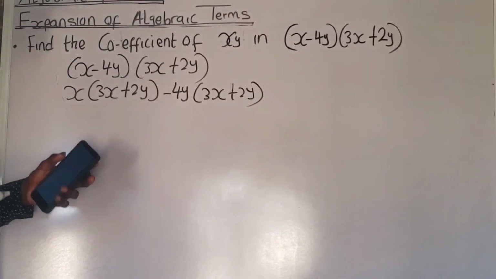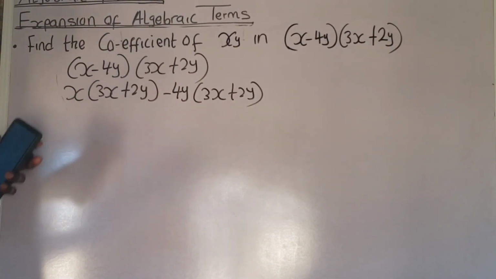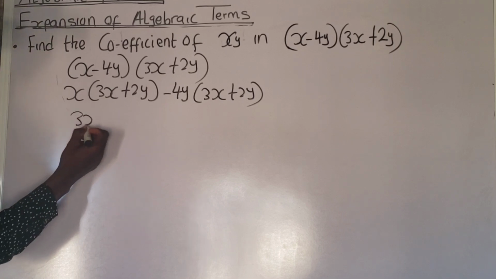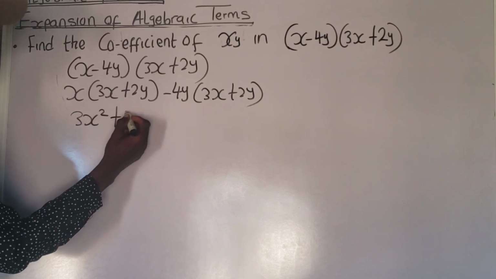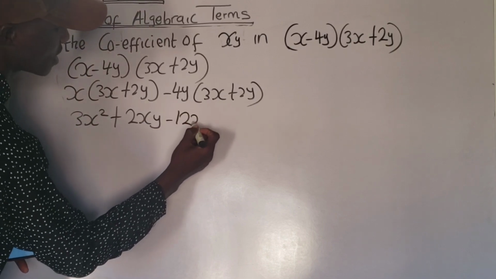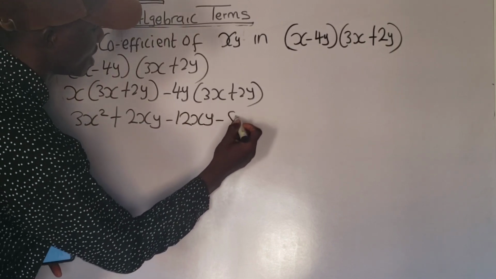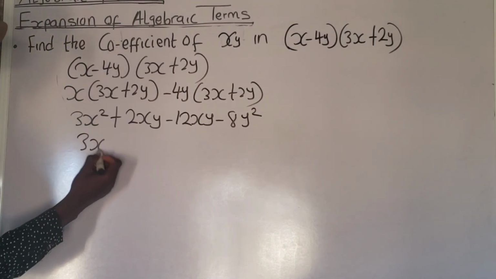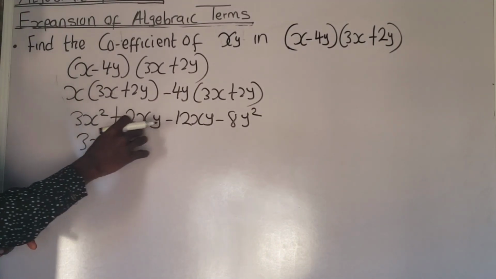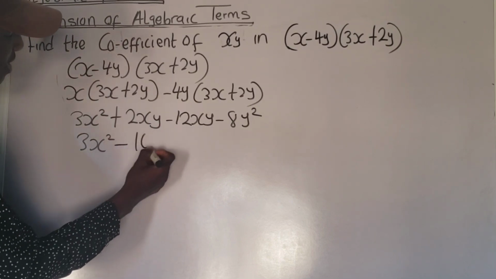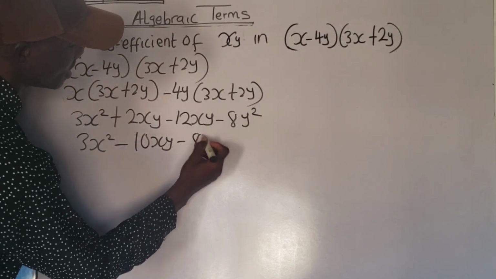We have already learned all this in our first, second and third class. I'm very sure you can do this. Okay, so let's proceed. For this, I'm going to have 3x squared plus 2xy minus 12xy minus 8y squared. You understand? Okay, for this, I'm going to have 3x squared, plus 2xy, negative 12xy. That means I'm going to have negative 10xy, negative 8y squared.